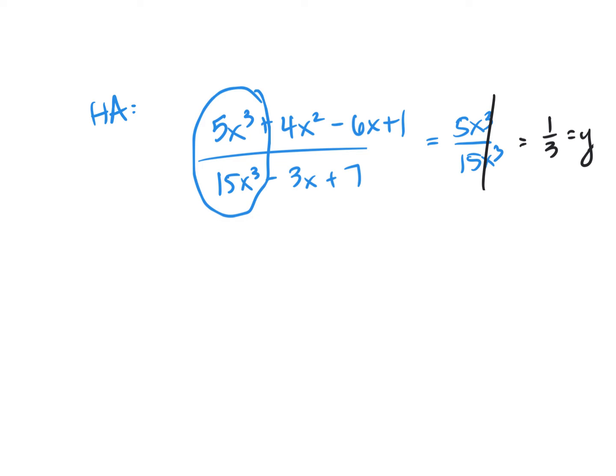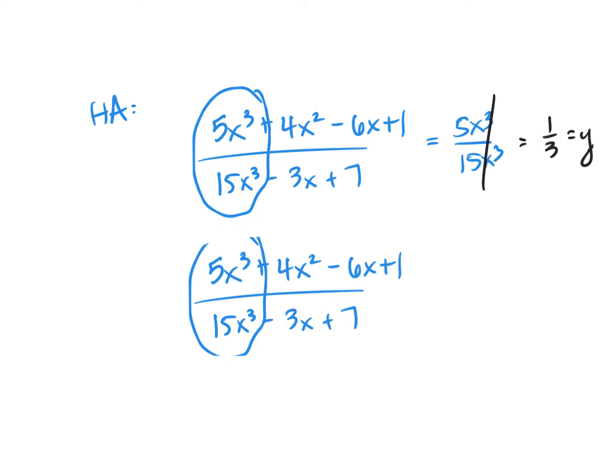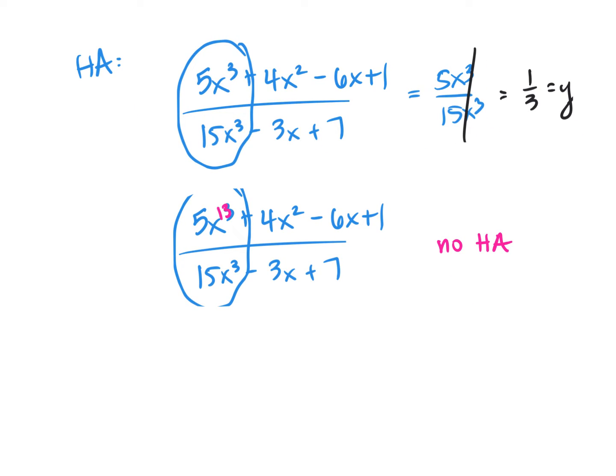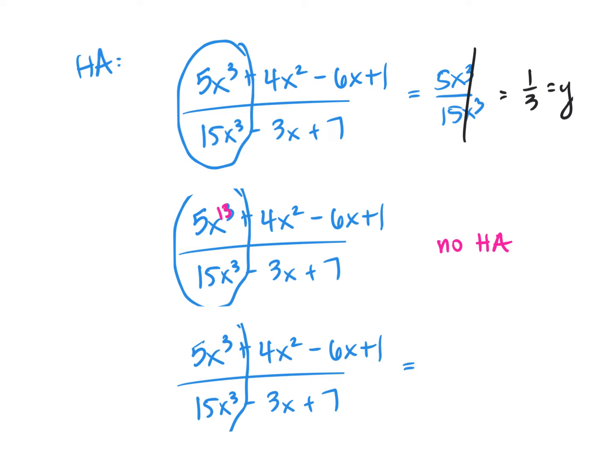What if I take what I had before? I'm going to just take this problem, and instead of 5x to the third, if I had 5x to the 13th on top, anytime the exponent on top is bigger, there is no horizontal asymptote ever. But then the last one: if, again, I take my original problem, and this was 5x to the third over 15x to the 13th, anytime the exponent in the bottom is bigger, every time the horizontal asymptote is 0. So those are our 3 different scenarios.